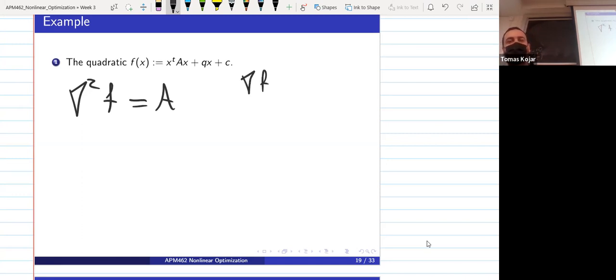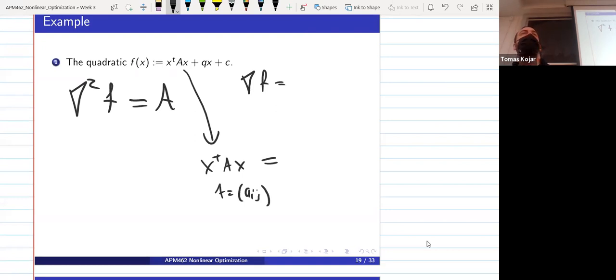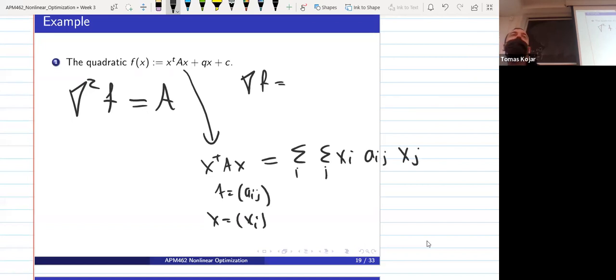Do you want me to compute it? Let me just do the gradient just to see if you understand. So this is all partial derivatives, right? Can somebody tell me what this x transpose Ax is equal to? Suppose A is A_ij and x is x_i. Okay, I'll do it. It's a double sum over i, j of x_i, A_ij, x_j.